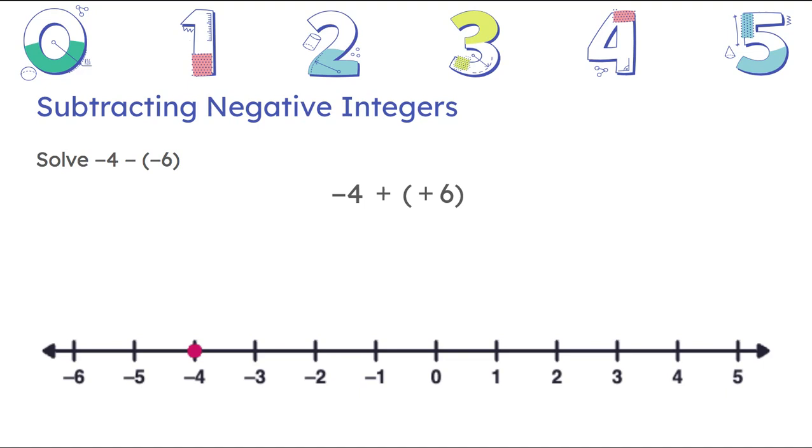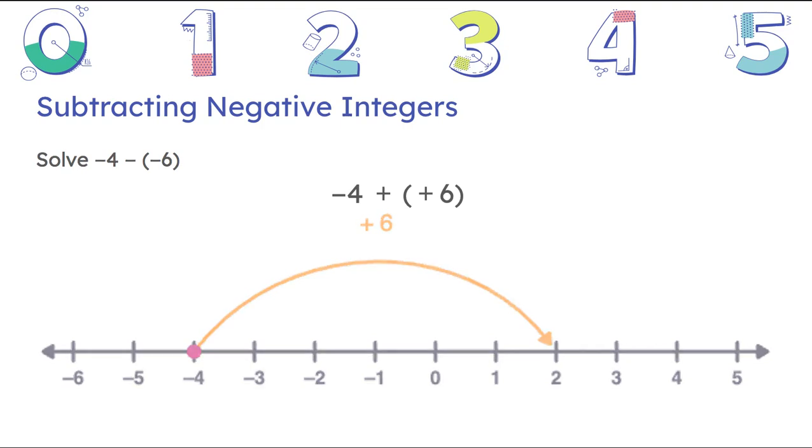First, let's visualize this expression on a number line. The first term, -4, tells us where to start. Next, we're adding +6. And let's remember that when we add and subtract with positive and negative integers, we're going to use the sign of the integer to tell us which way to move on the number line. In this case, 6 has a positive sign, so we'll move 6 units to the right. We end up at +2, so the solution to this expression is +2.